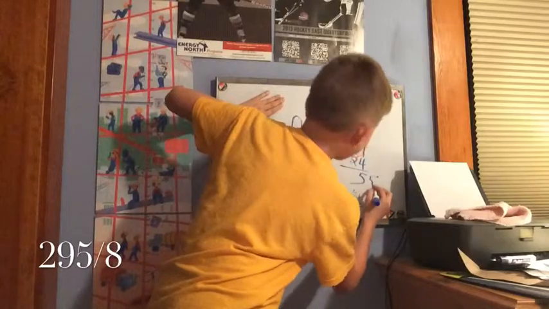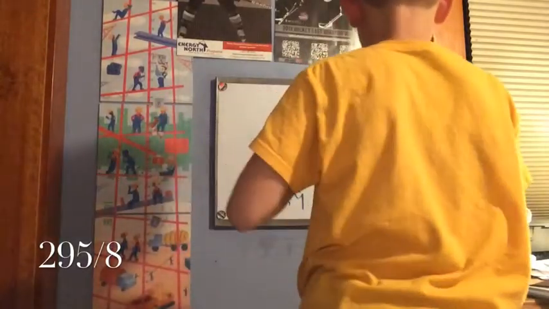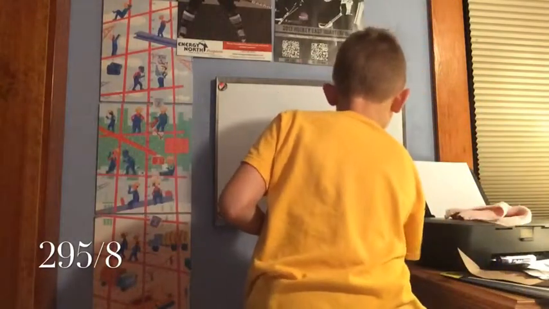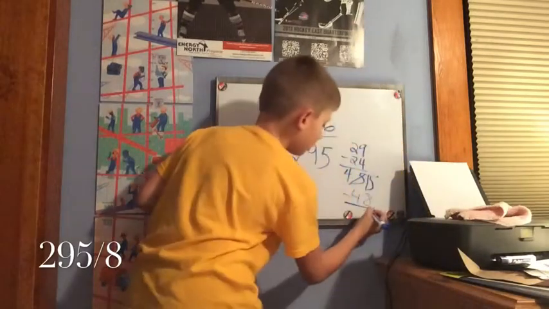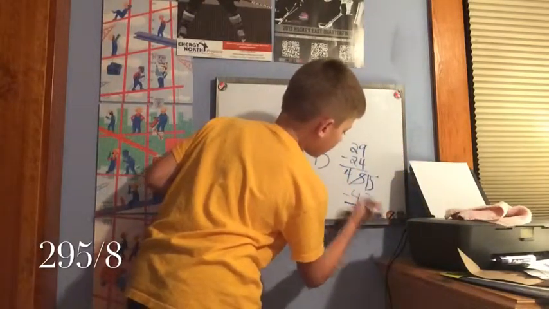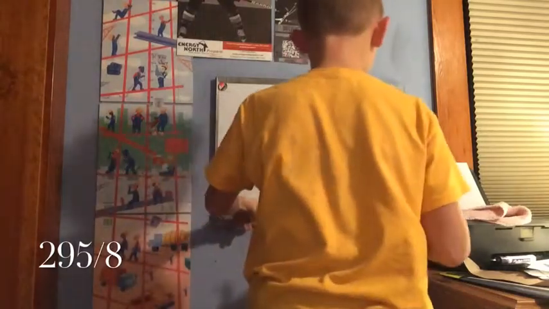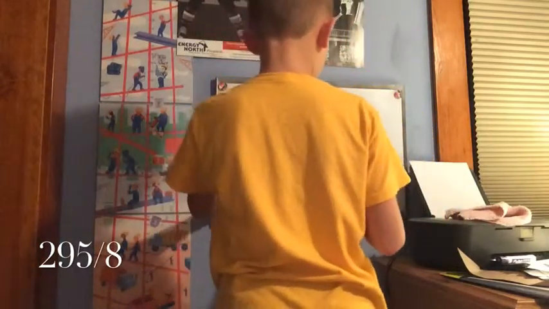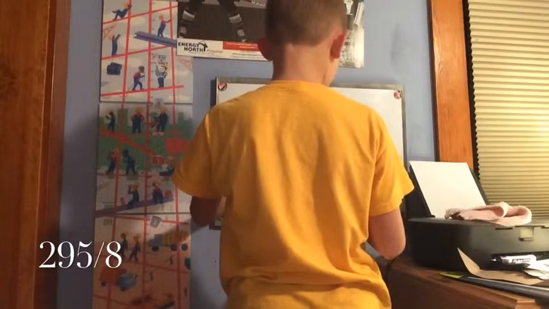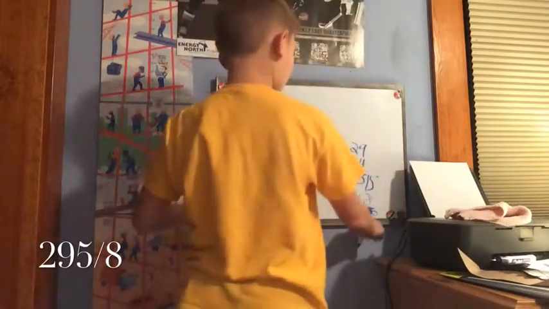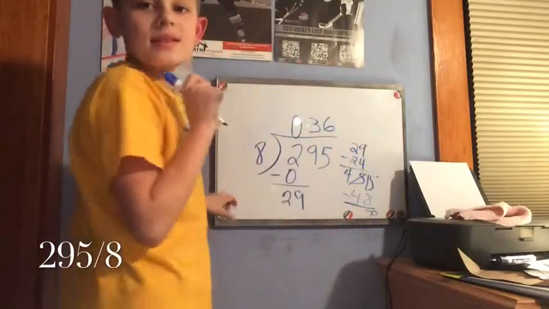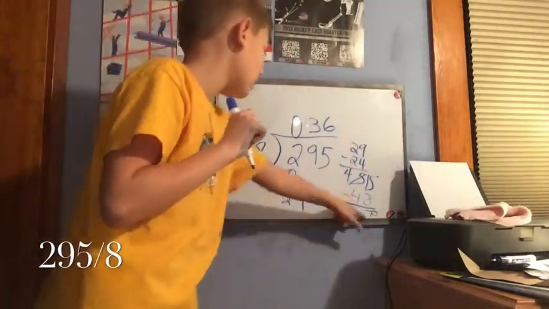55 minus 48 is 15 minus 8, which is 7. So that's 7. Since there are no digits here, we put a 0, and so we have 70. How many 8's are in 70?